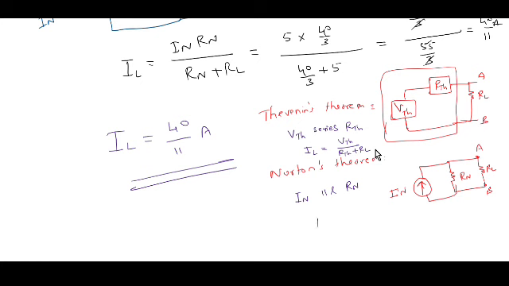Here the total current through the load resistance, that is IL, was the Norton current into the effective resistance. That effective resistance is nothing but Rn divided by Rn plus RL. Okay, this is the Norton current. This is the effective resistance.